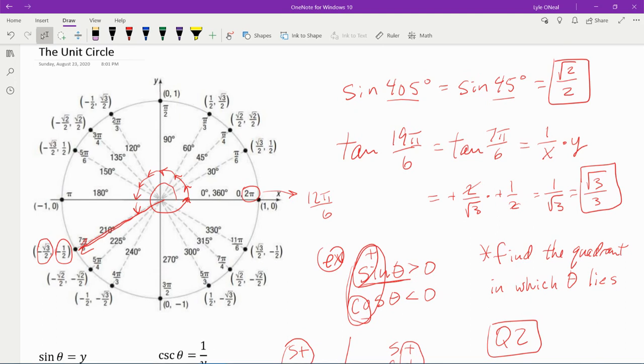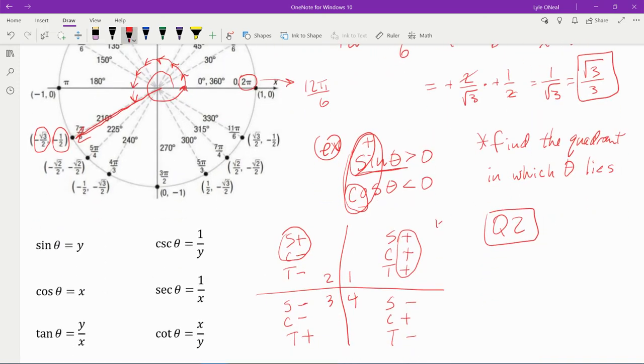Okay, so remember that sine of theta is y, cosine of theta is x, and tangent is y over x, okay? So can you see in the first quadrant, the x coordinate is positive, the y coordinate is positive, so sine and cosine will be positive, and tangent will be a positive divided by a positive, which is also positive. So that takes care of quadrant 1, all of them positive.